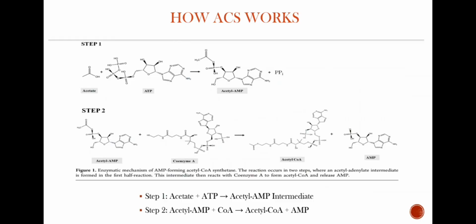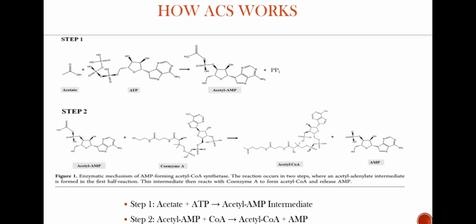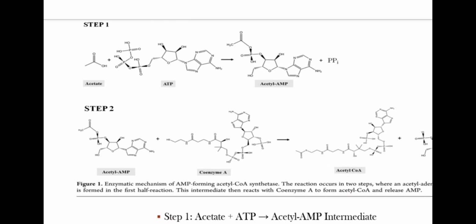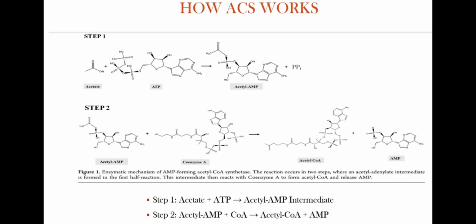So, how does ACS actually work? Here you can see that it works in 2 steps. ACS catalyzes a 2-step reaction. First, acetate reacts with ATP to form an acetyl-AMP intermediate. Second, coenzyme A reacts with this intermediate to produce acetyl-CoA. The researchers were not trying to change this reaction mechanism. Instead, they wanted to change which substrates could enter the binding pocket and participate in the reaction.